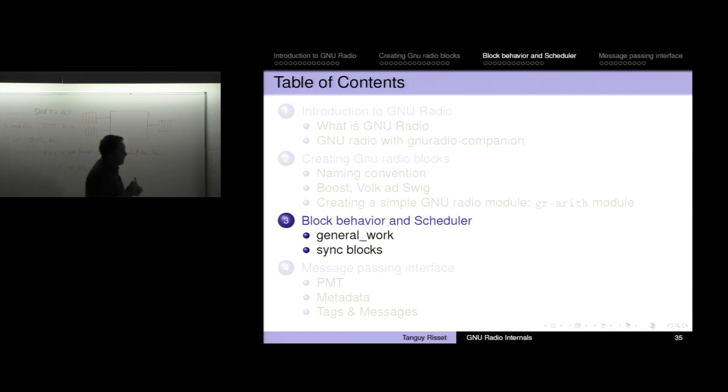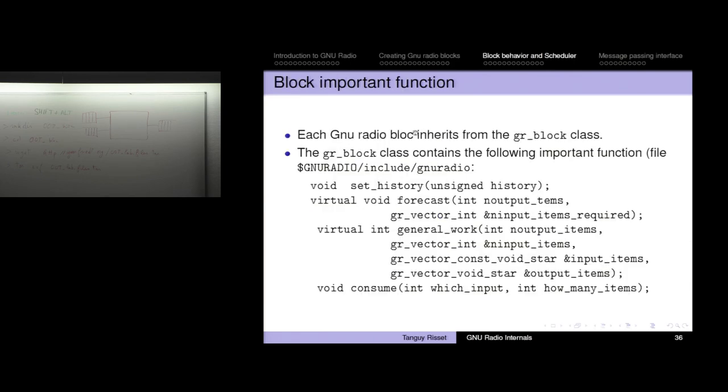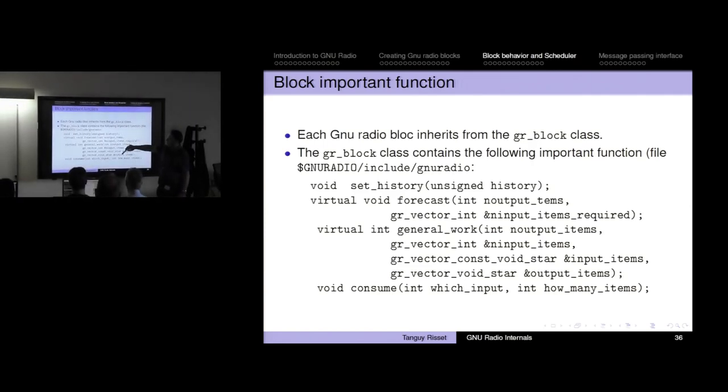So the idea is that in GNU Radio there are several kinds of blocks. There are general blocks and sync blocks. We'll only talk about general blocks today. And all these blocks inherit from a class which is called gr_block, and which has the following methods. By the way, it's C++, but if you know C, it should be enough, because you don't really need much knowledge of C++. Everything is already written for you. The important methods are set_history, forecast, general_work, and consume.